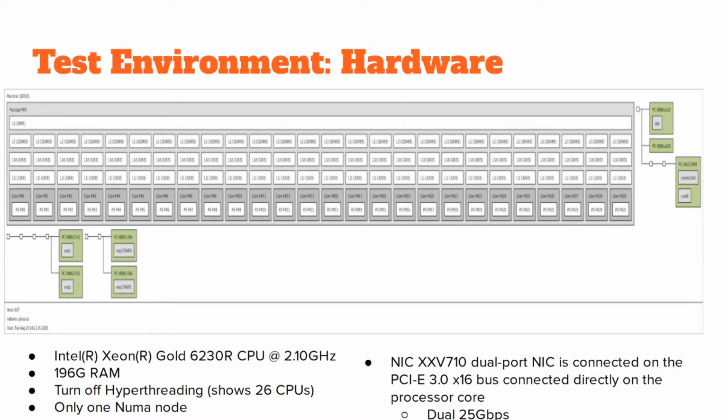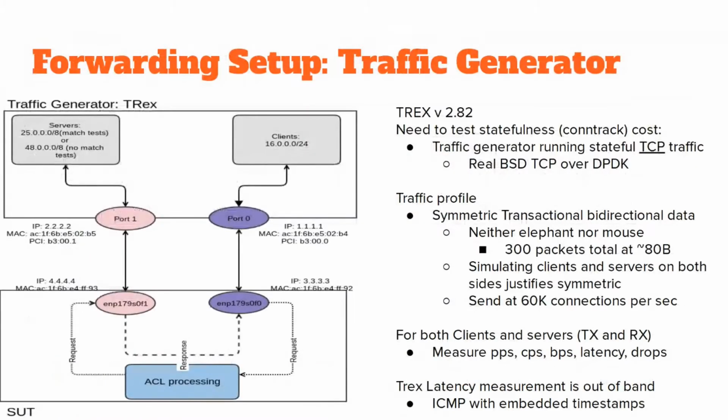It has an Intel XXV710, which is a dual-ported 2x25, connected directly on the core through PCIe Gen 3 by 16. Our test setup had two exact machines that had the same motherboard on both sides. This is for forwarding. The test on the side of host is slightly different.